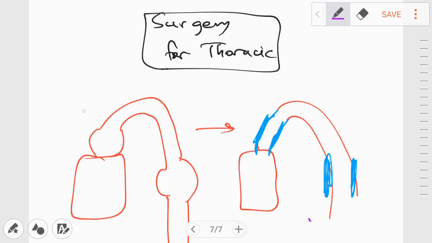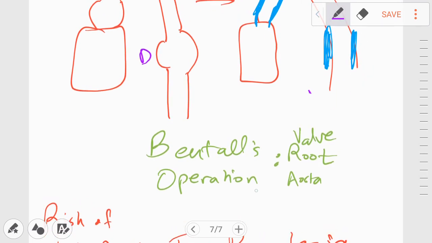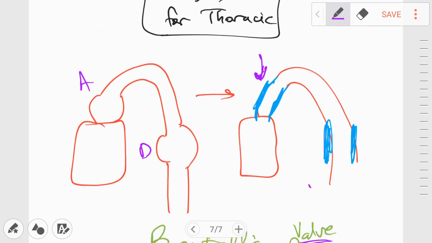These are the surgical indications for each of them. Right, so now we'll talk about the surgery for thoracic aneurysms. For an ascending aneurysm, this is the ascending and this is the descending. For an ascending aneurysm, the basic concept is to replace the problematic portion of the aneurysm with the replaceable prosthetic part. So this is an operation which is also called the Bentall's operation, which replaces the valve, root, and aorta at the same time by just replacing the aneurysmal portion.